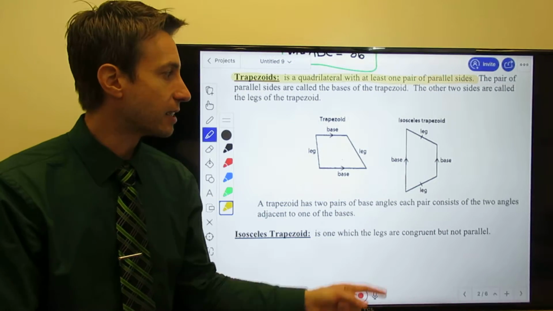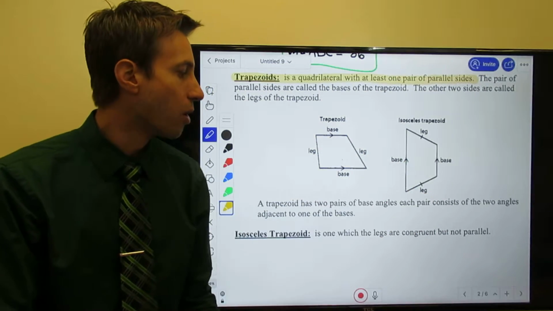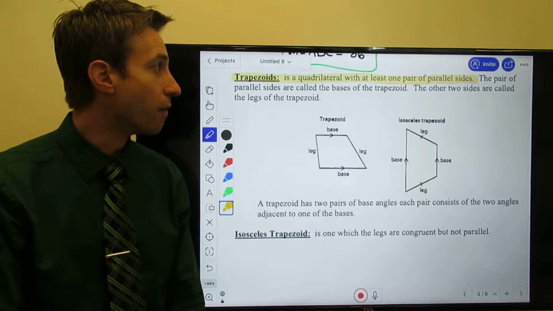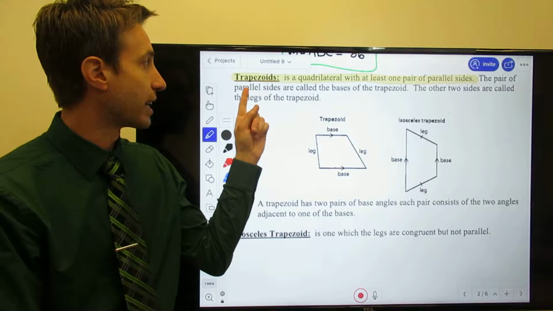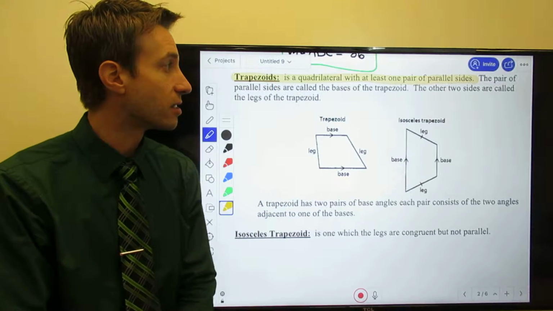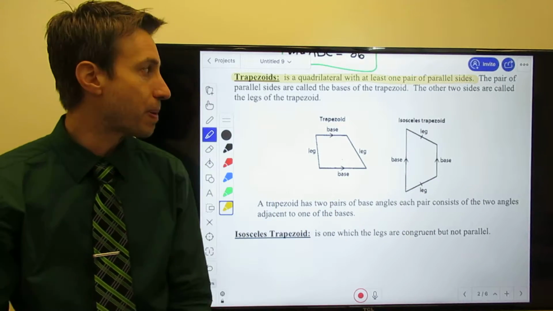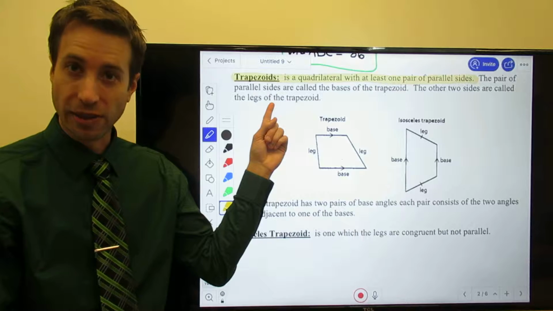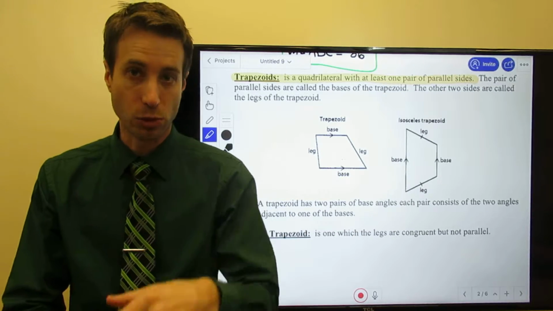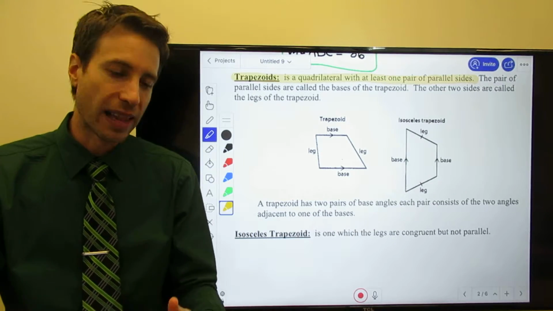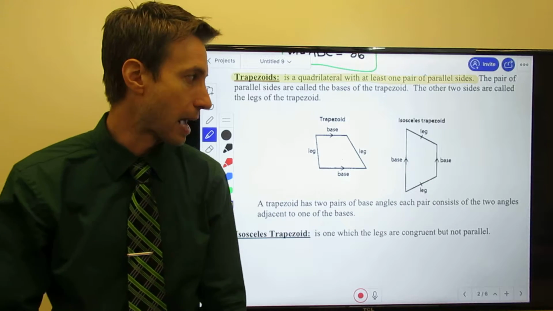The parallel sides we're going to call the bases of the trapezoid. That's what I tell you right here. The other two sides, which won't be parallel, are the legs. All right? So you have the bases, those are the parallel sides, and then you have the legs, and with the legs, lots of crazy stuff can happen.